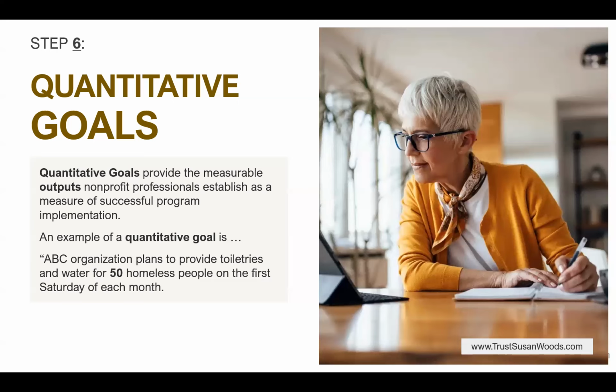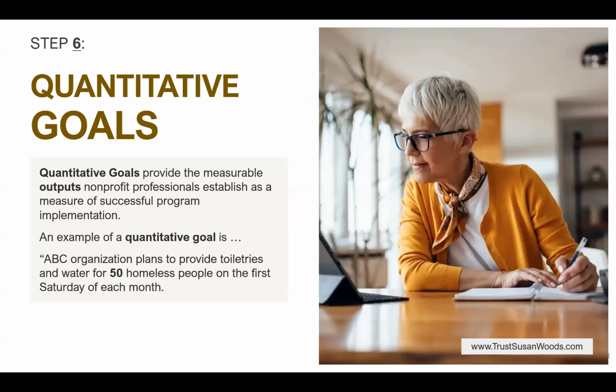So in this example, the quantitative goal or output is serving 50 homeless people on the first Saturday of each month. Okay, so you can measure whether or not you met that goal at the end of the year by calculating how many homeless people you would have had to serve in a year in order to meet your goal. And the answer to that is 600. So if your organization states that their quantitative goal or the output is serving 50 homeless people on the first Saturday of each month, that's 50 times 12 Saturdays, which is a total of 600 homeless people.